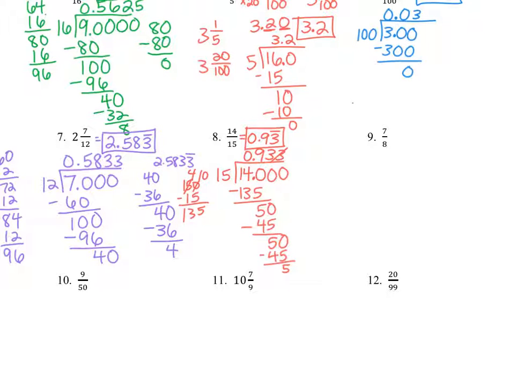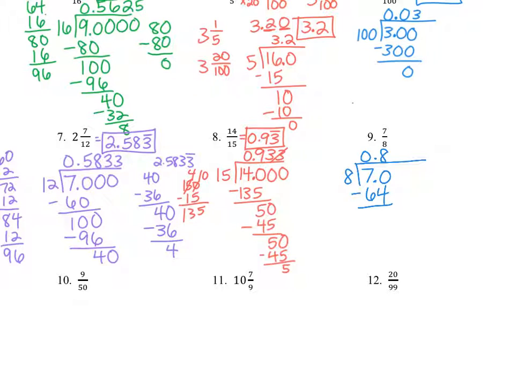Next one is 7/8. Again, 8 is not a factor of 100, so this one cannot be done by multiplying, so we're going to divide using long division. 8 does not go into 7, which makes sense. Bring down a 0. How many times does 8 go into 70? We know that 8 times 8 is 64.